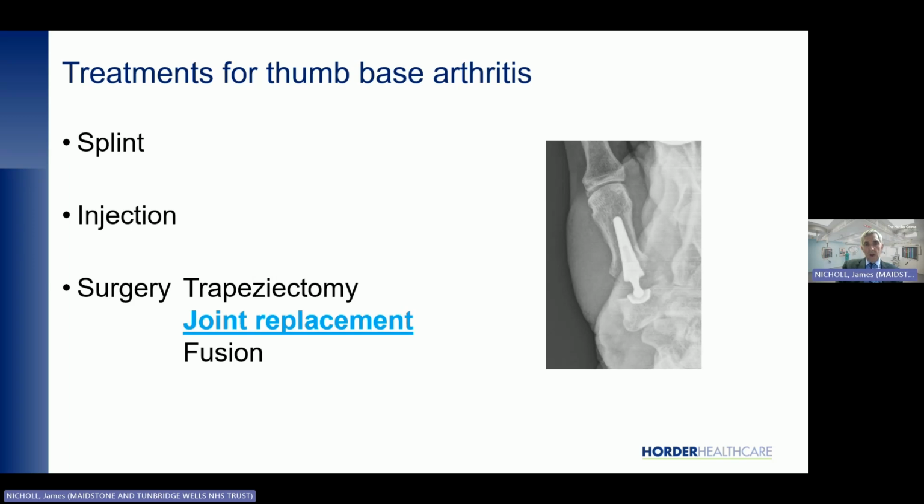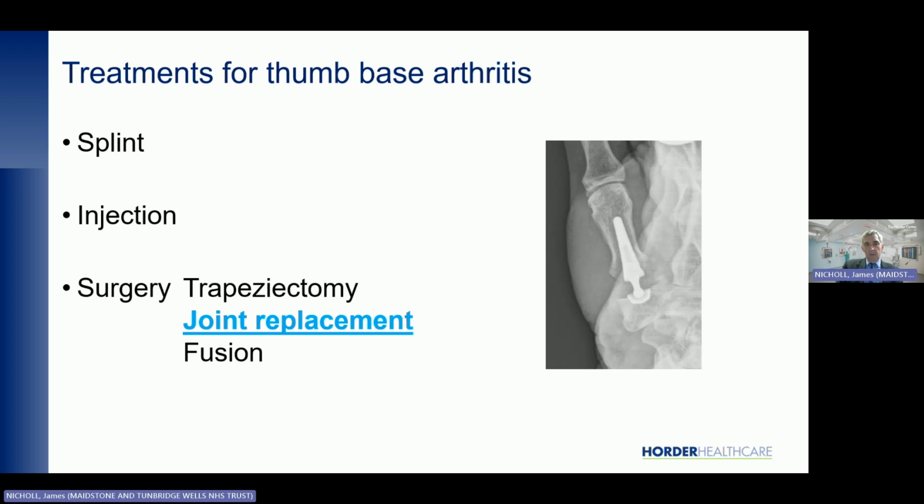It's only appropriate if this next joint back doesn't have arthritis. So a lot of patients who've got arthritis of this joint might have it in that one as well. The trapeziectomy will address both, but if it's just this joint, then this is an alternative to the trapeziectomy. Patients don't go in a plaster cast, they just have a bandage for a couple of days and report that the thumb recovers more quickly and feels more normal.